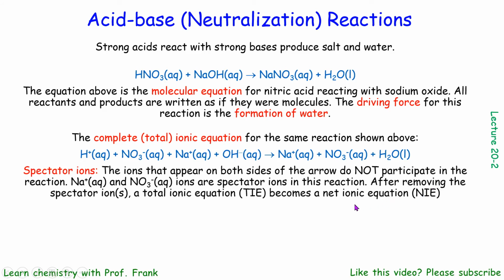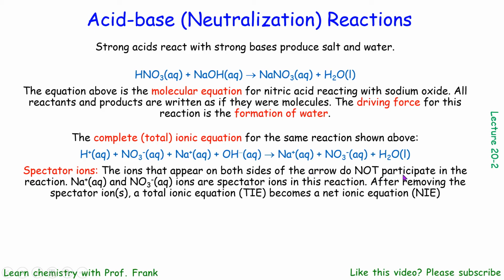And now you see there are spectator ions. What are those? For example, nitrate. It appears on the left-hand side, also the right-hand side. So is the case with the sodium ion. Sodium on the left-hand side, sodium on the right-hand side. So those are the spectator ions. They do not participate in the reaction.